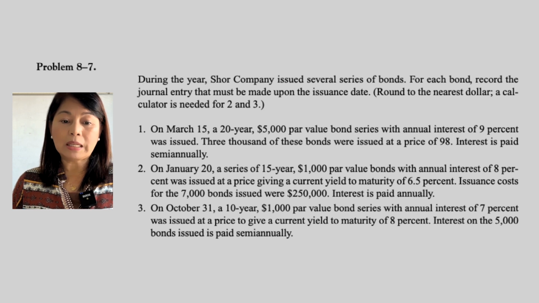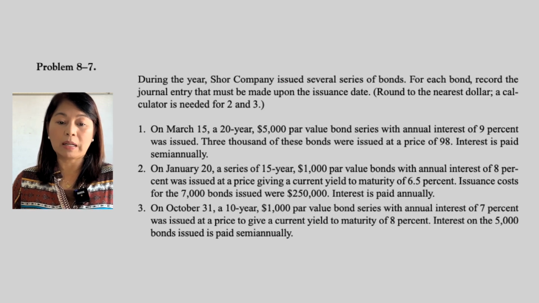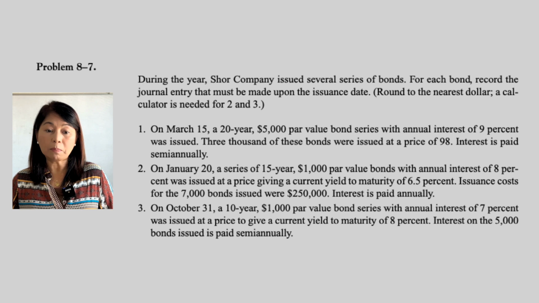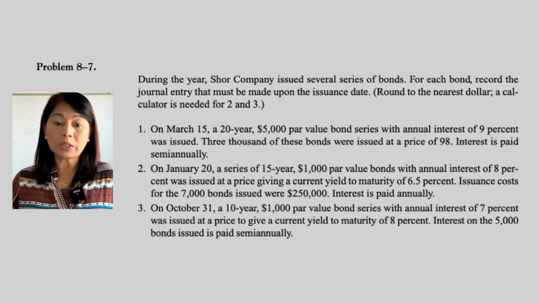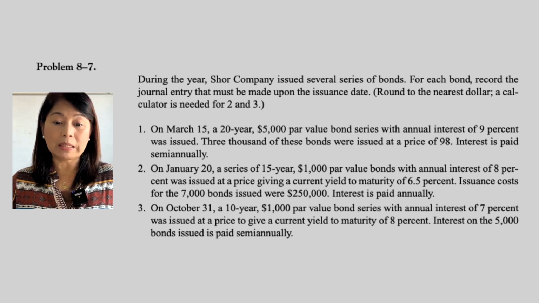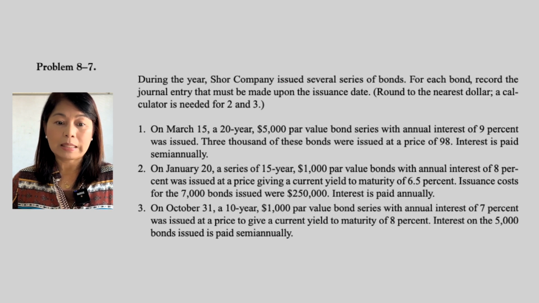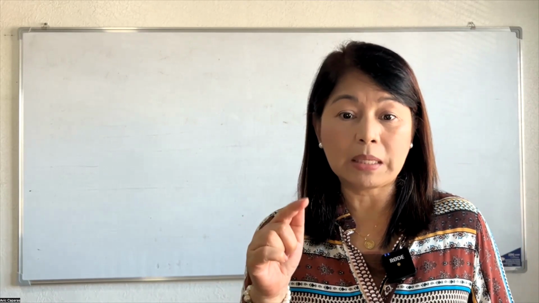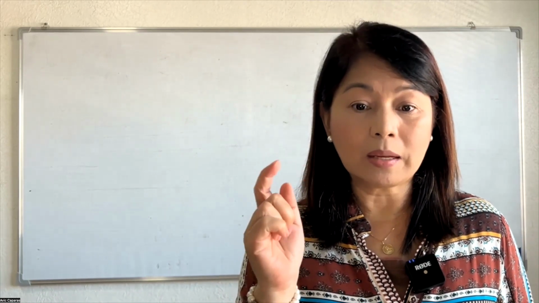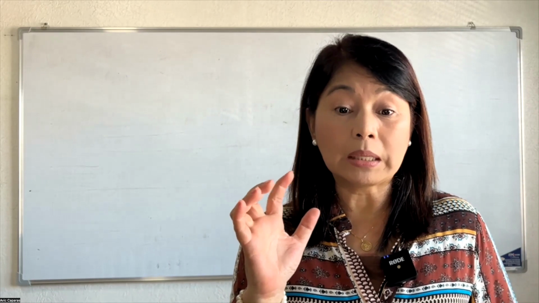So on March 15, a 20-year 5,000 par value bond series with annual interest of 9% was issued. 3,000 of these bonds were issued at a price of 98. Interest is paid semi-annually. Okay, so which means that these bonds have been issued at a discount. So there is a bond discount. At 98 means 98% of the price.